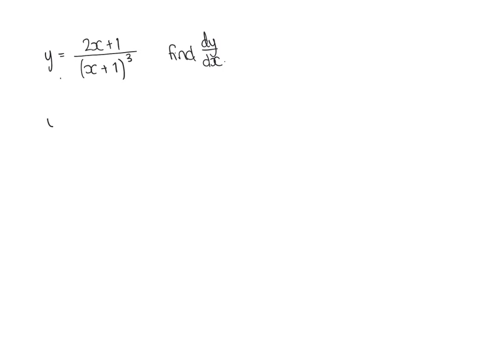Okay, so looking at question 6 from the quotient rule homework, we've got a fraction, so we know we need to use the quotient rule, and we write it as u over v. U is always the numerator, v is always the denominator. So u is 2x plus 1, v is (x plus 1) all cubed. Differentiate each of those with respect to x.